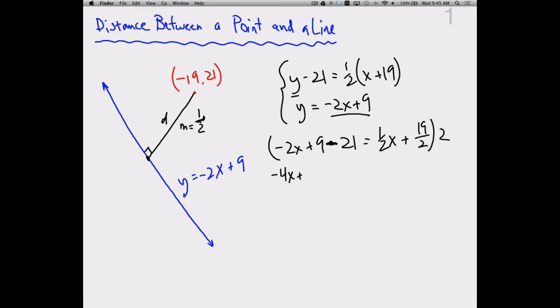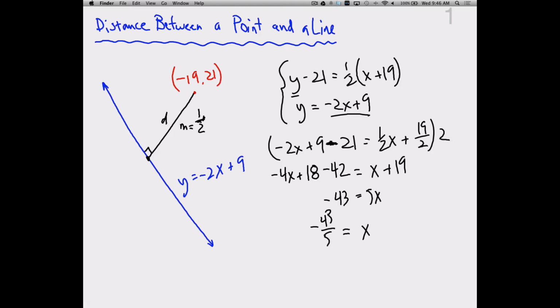Negative 4x plus 18 minus 42 equals x plus 19. 5x is equal to 18 minus 42 is negative 24. Negative 24 minus 19 is negative 43. Can somebody check that for me? It is. Beautiful. Sorry. Negative 43 over 5.